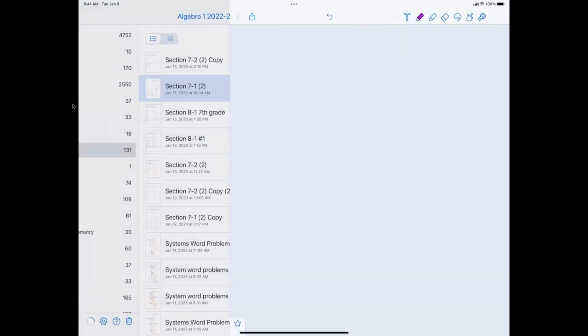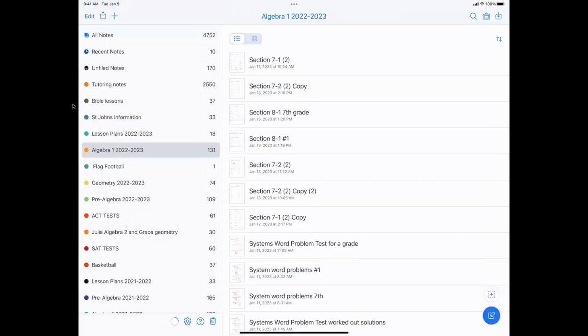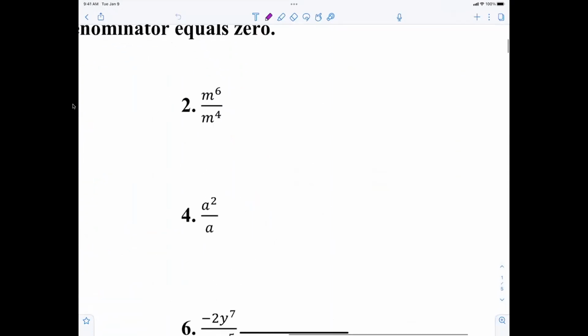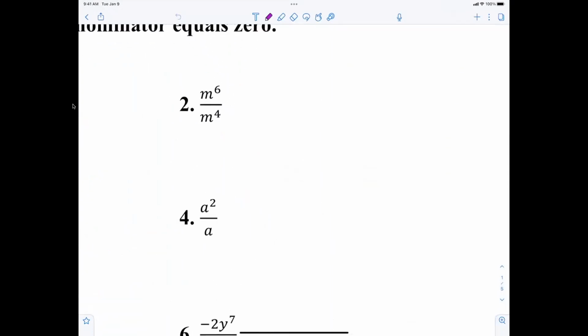All right, now let's go just check out 7-2, where we did some division. So we said multiplication, you add exponents. So division, you probably what? Subtract exponents. So if you're looking at number 2 real quick, we're just saying that's m squared.